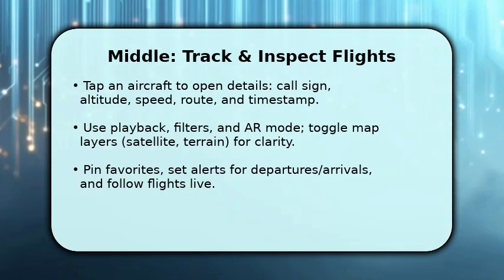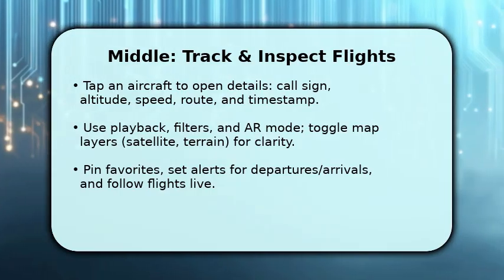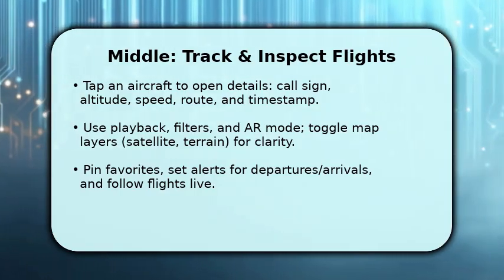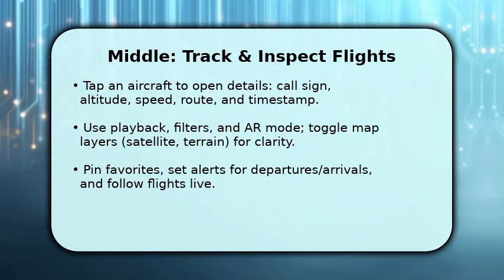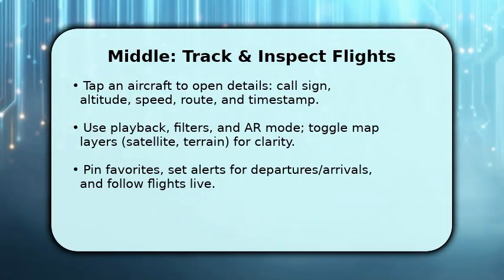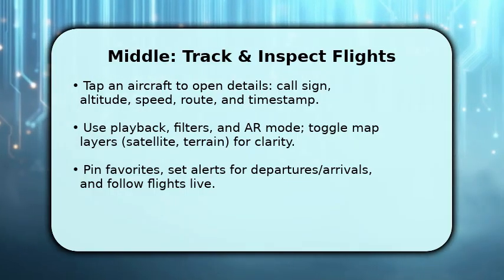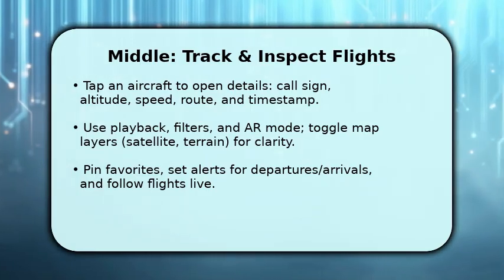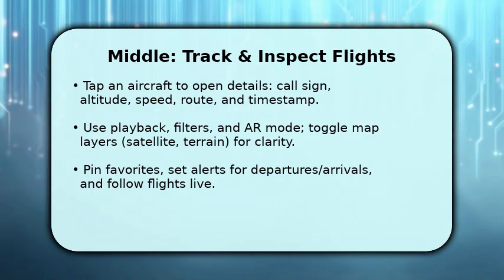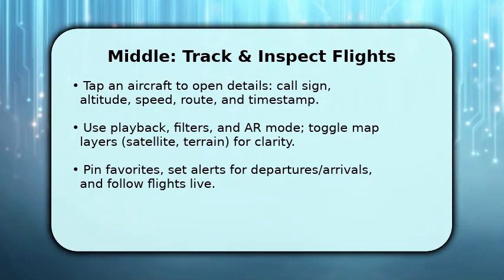You now dig into the tracking tools. Tap any aircraft to open a details card showing call sign, altitude, speed, route, and last timestamp so you understand what you're watching. Then use playback to review a flight's path, apply filters to show only airlines or aircraft types, and activate AR mode to overlay data on your camera view.